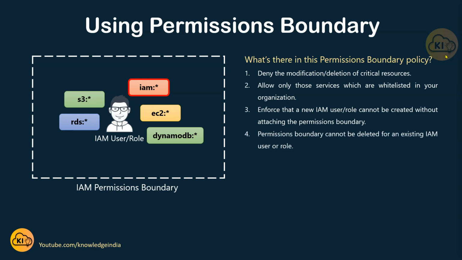Number 4 is permissions boundary cannot be deleted for an existing IAM user or role. This is also very important. While the user or IAM role is getting created, at that time you have to enforce that the permissions boundary policy should be specified. Also, you have to ensure that once the user or role is created, after that, the permissions boundary policy cannot be deleted after the creation of the user or role, right? Suppose the user is created today. After that, it's a separate IAM action using which the permissions boundary policy can be removed or deleted. So even that has to be denied.